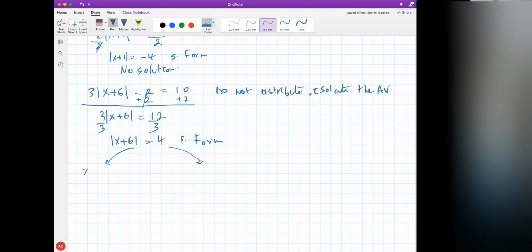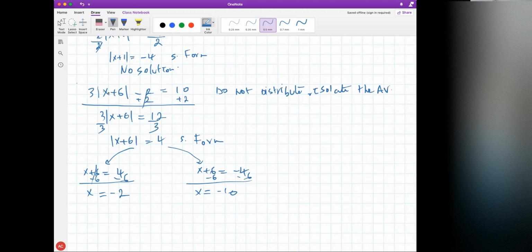x plus 6 equals positive 4, or x plus 6 equals negative 4. That's right. One with a positive and the other one with a negative. And again, you end up with two simple first degree equations, easy to solve. This is what we did in the previous class. x is -2, or x is -10. Right? -2 and -10.